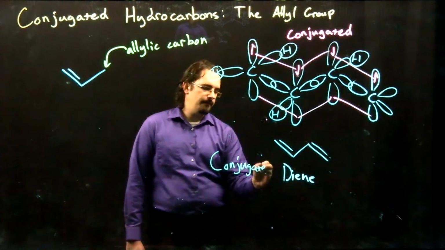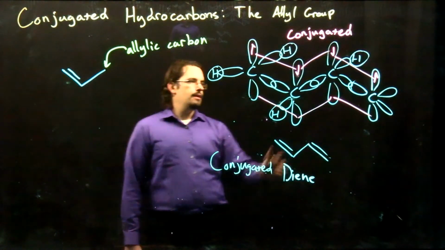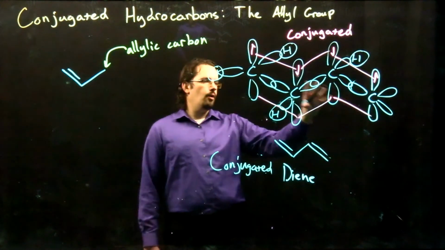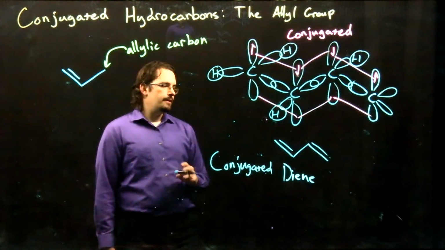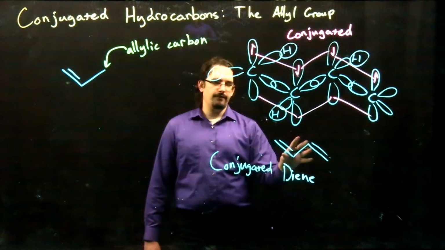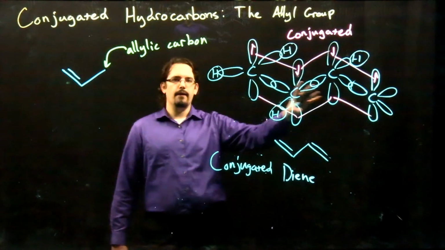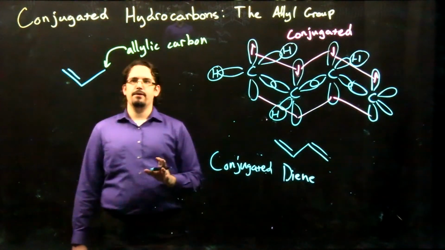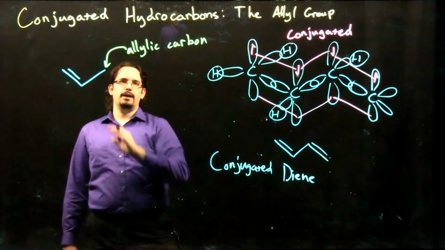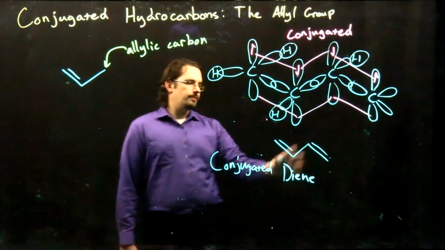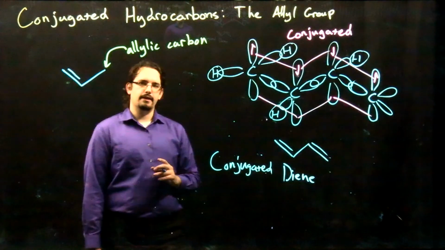conjugated diene. Now again, since all of these can overlap with each other, essentially making one large pi bond, we can't really think of these just as two separate alkenes, but really they're going to be connected to each other and they'll affect each other's behavior, similar to how our alkene affects the behavior of our allylic carbon. So this will be one of the topics that we'll look into next.